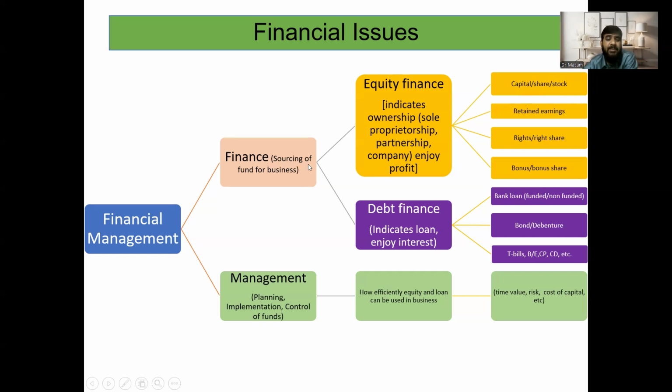And finance ultimately means sourcing of funds for business. So your new project, the green project, is a new project, and you are now sourcing funds. It may come from equity finance, it may come from debt finance, and you have to manage the funds properly: planning, implementation, control of funds, and you have to think about the time value of funds. You have to think about the risk of using funds. You have to think about the cost of capital of the funds.